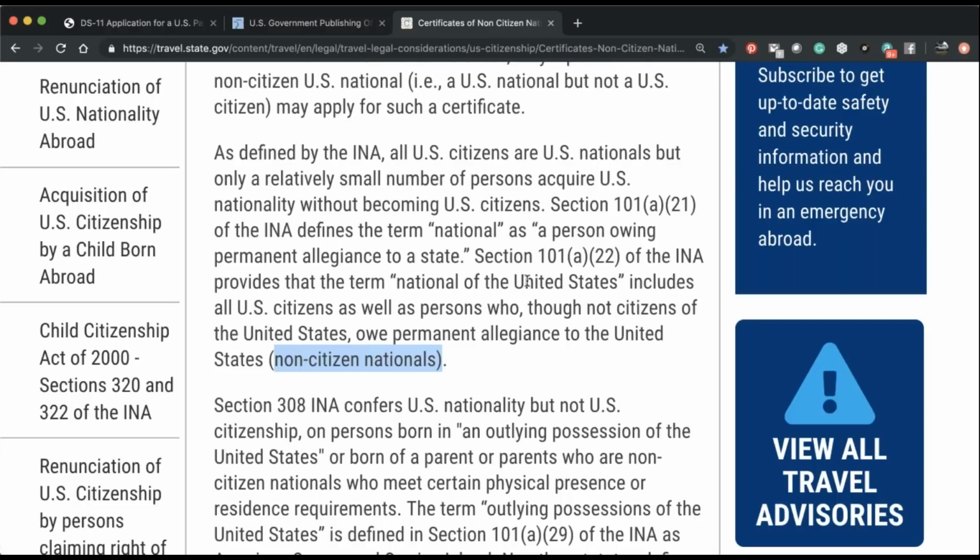So we really shouldn't be referring to it as a certificate of non-citizen national status. You've got to look at it in reverse. When you give them the explanatory statement, you have converted your passport from being a U.S. citizen passport to being a national, but not a citizen of the United States passport. Got it.